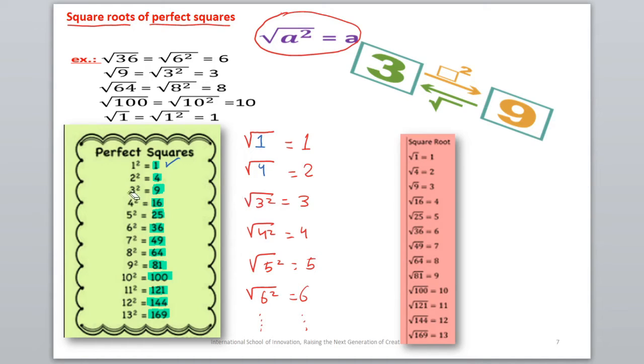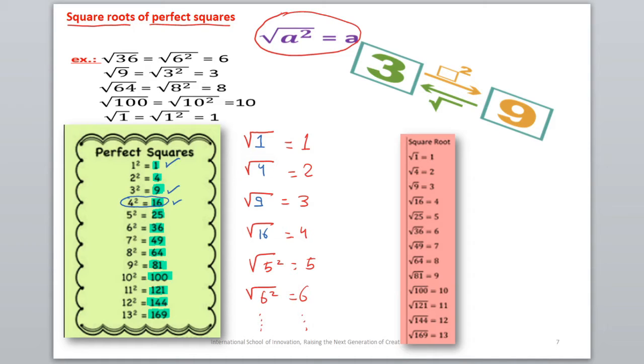Radical 3 squared. What does 3 squared equal? 9. So we replace 3 squared by 9. So this is fine. 4 squared. What does 4 squared equal? 16. So we replace 4 squared by 16. That means radical 16 equals 4.